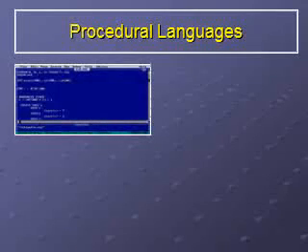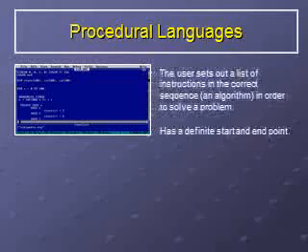Now you should have completed this in the grid that was provided. So this is just a recap, just so you can check that you got all the information that you need. An example of a procedural language is QBasic. In a procedural language, the user sets out a list of instructions in the correct sequence.